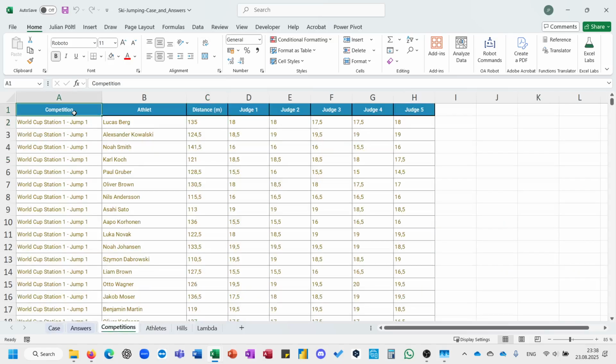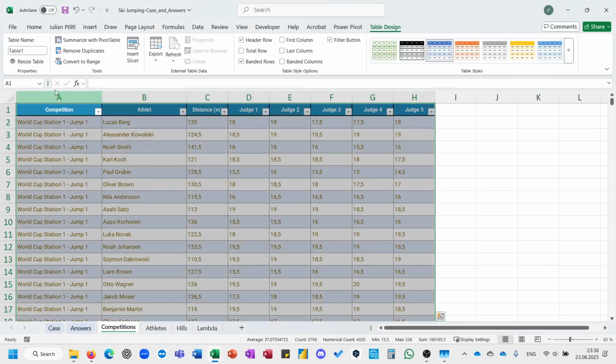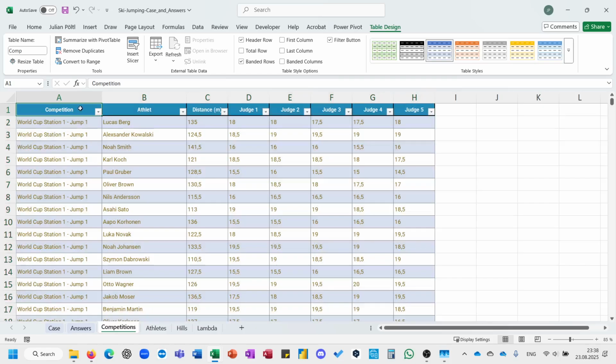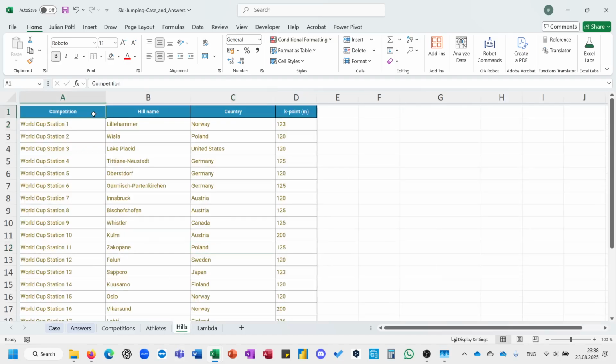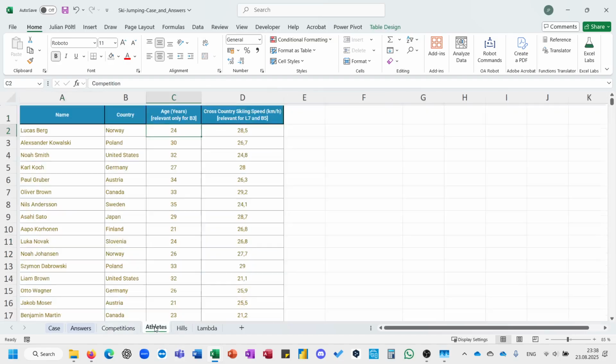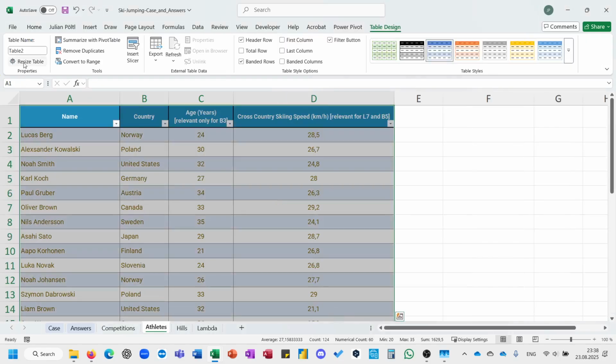I heard from another competitor that you should not use named ranges here, and also with more than one table I normally also don't use named ranges. The problem here is that we have multiple named ranges that are then called the same, which is then a problem.